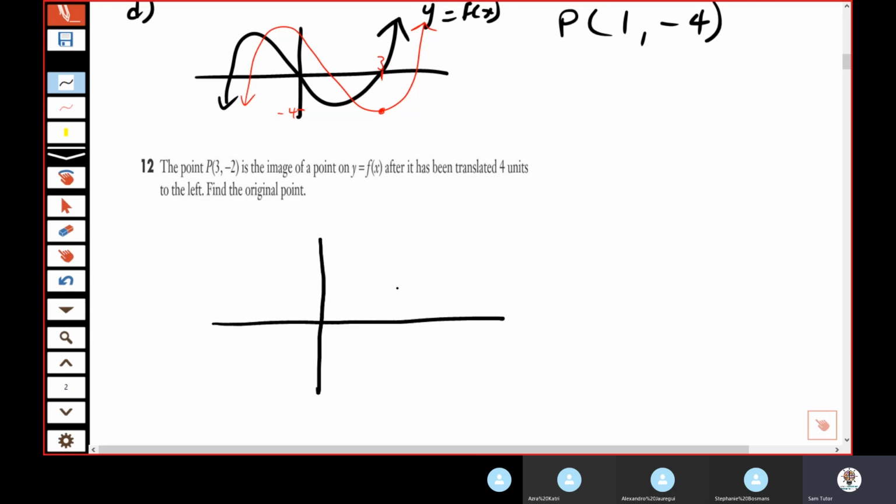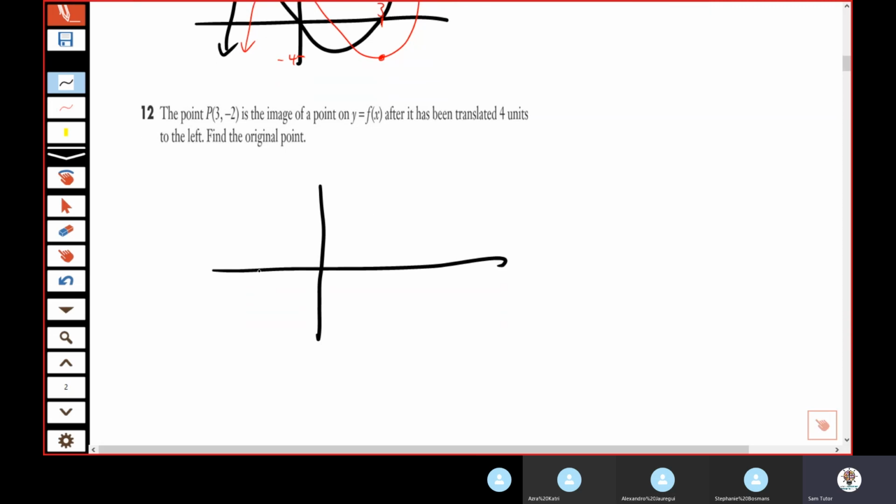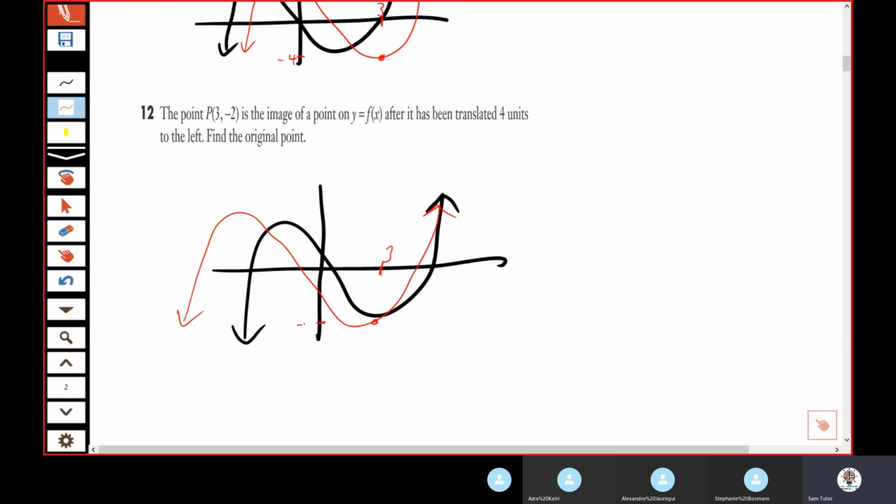Well, again, so it's saying that you would have had something, whatever. I usually just like to draw these. The point P is the image of a point after it has been translated 4 units to the left. So after you move this 4 units to the left, and then obviously straight away, you already know what you're going to do. But anyways, P is 3 and negative 2. You know that your other value has to be 4 units to the right.